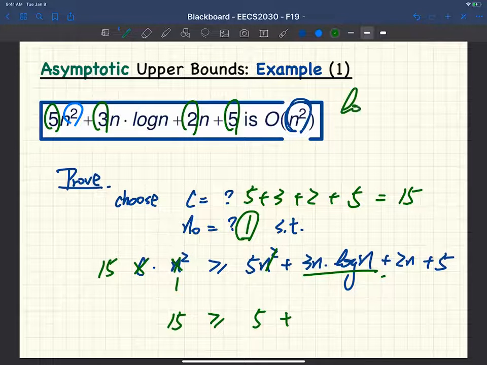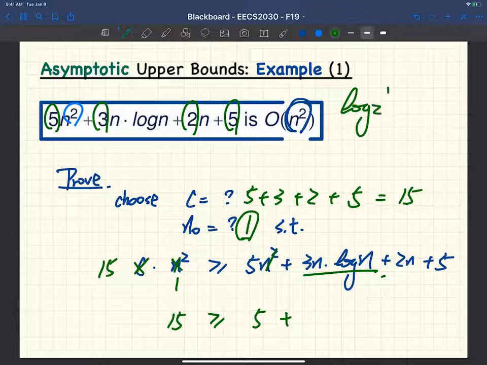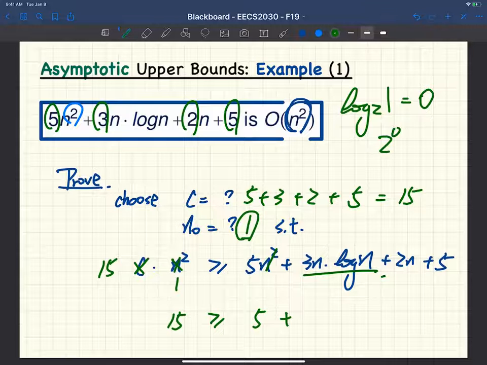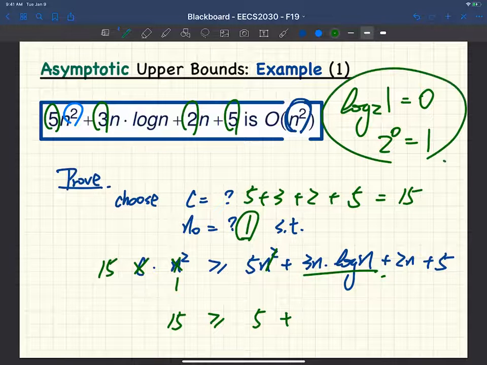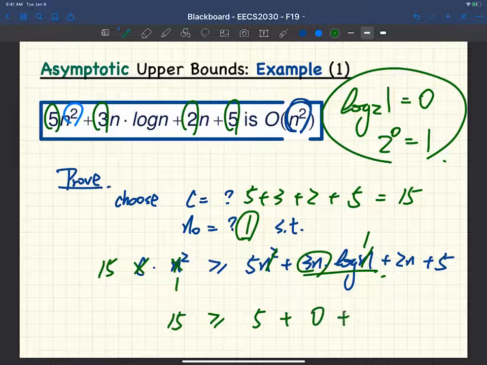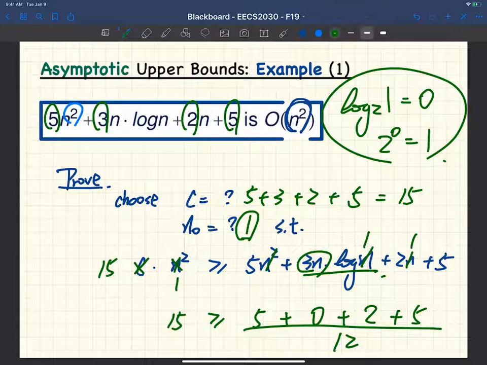So guys, make sure you understand log base 2 of 1 is 0, because 2 to the power of 0 is 1. If you have trouble with this, talk to me after class, and I'll help you a little bit. I assume you know. And log 1 over here is going to be 0. 0 times whatever is going to be 0. And plus 2 times 1, 2, plus 5. It's going to be 12. Good.